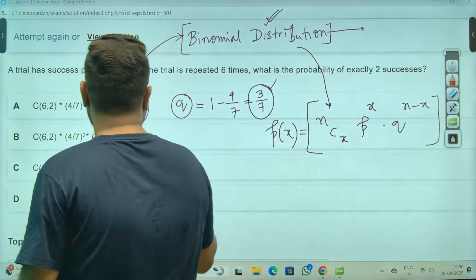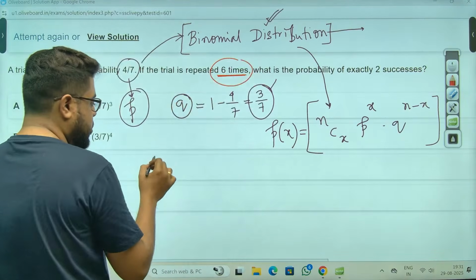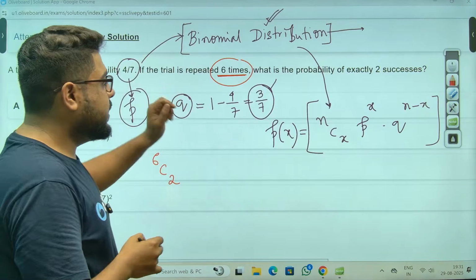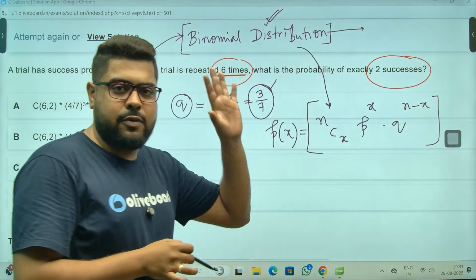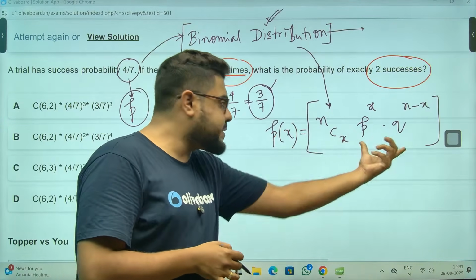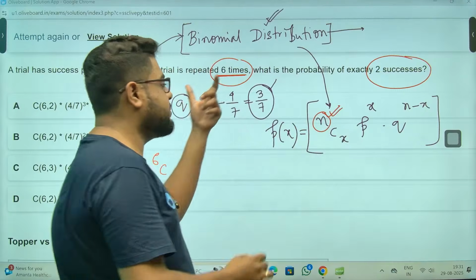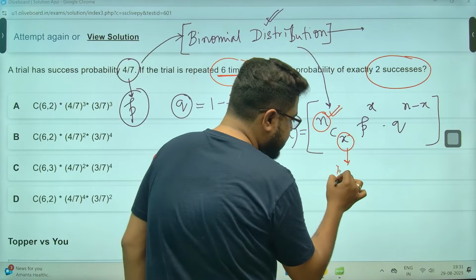Think like this. Sir, repeated 6 times, meaning n is 6. So 6C2. Why? Because I need 2 successes. Again, I will strongly recommend you remember this, at least understand a little. N is the total number, like in this case, how many times I've tossed. X is the number of successes.